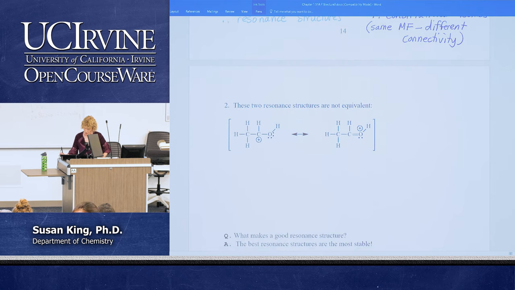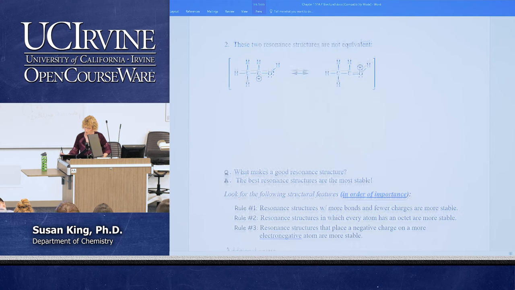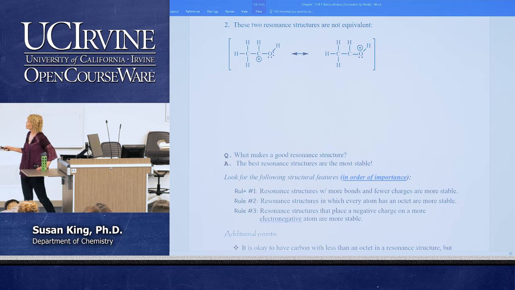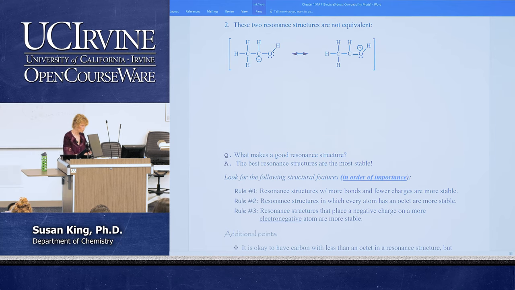Okay? So what makes a good resonance structure? Well, the best resonance structures are the most stable. So let's look at what we're going to be looking for. Rule number one. These are, by the way, in order of importance. I wrote that in a different color so that would stand out. The most important thing is rule number one. Resonance structures with more bonds and fewer charges are more stable. Resonance structures in which every atom has an octet are more stable. Resonance structures that place a negative charge on a more electronegative atom are more stable. Okay, so rule number one and rule number two go together and they are the most important.